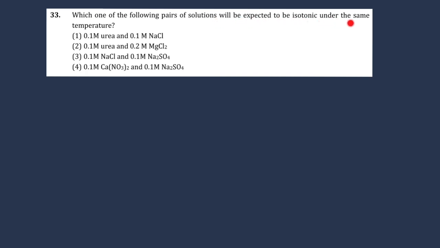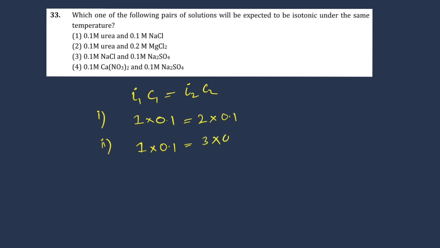The next one, question 33: which one of the following pairs of solutions will be expected to be isotonic under the same temperature? Isotonic means again the same formula, i1C1 is equal to i2C2. Find out urea value 1 in the first option and concentration 0.1 is equal to NaCl with Van't Hoff factor 2 and concentration 0.1. Both are not equal, so the first option is wrong. Second option we are checking: urea Van't Hoff factor 1, 0.1 m concentration, is equal to MgCl2, Van't Hoff factor 3, and 0.2. These are also not equal.